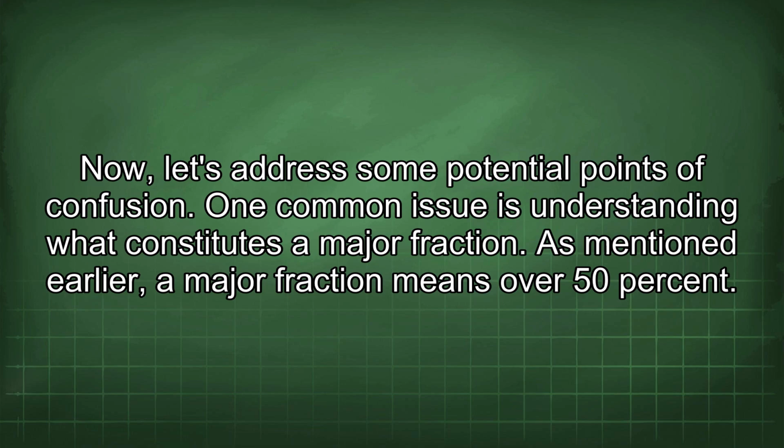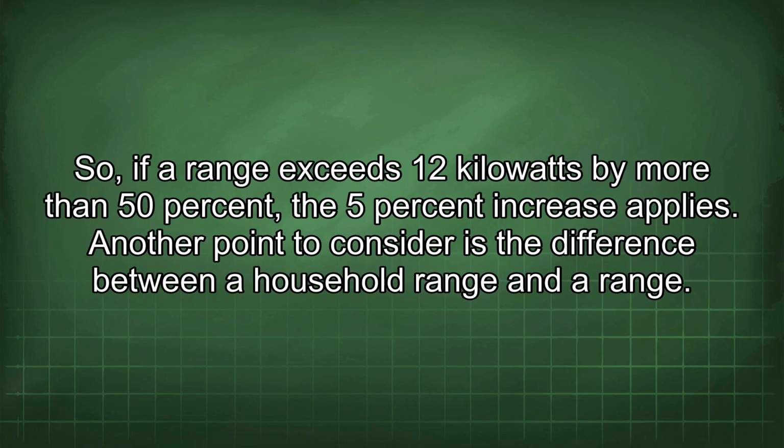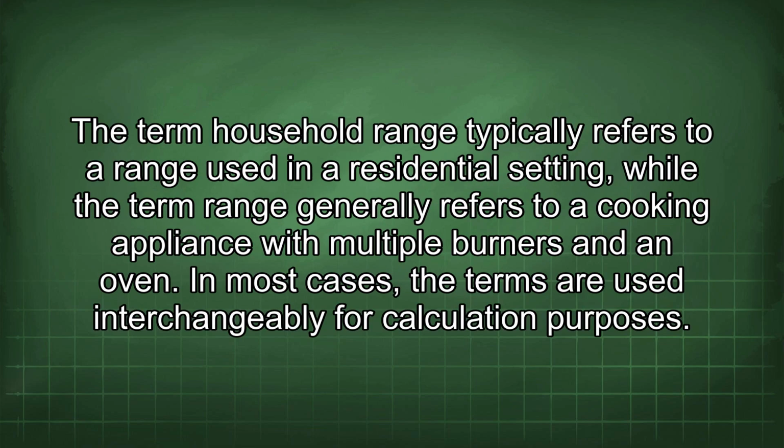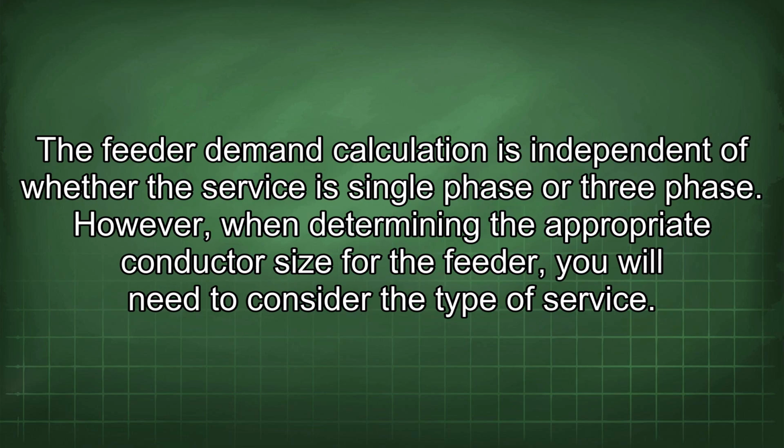Now let's address some potential points of confusion. One common issue is understanding what constitutes a major fraction. As mentioned earlier, a major fraction means over 50%. So, if a range exceeds 12 kilowatts by more than 50%, the 5% increase applies. Another point to consider is the difference between a household range and a range. The term household range typically refers to a range used in a residential setting, while the term range generally refers to a cooking appliance with multiple burners and an oven. In most cases, the terms are used interchangeably for calculation purposes. The feeder demand calculation is independent of whether the service is single-phase or three-phase.